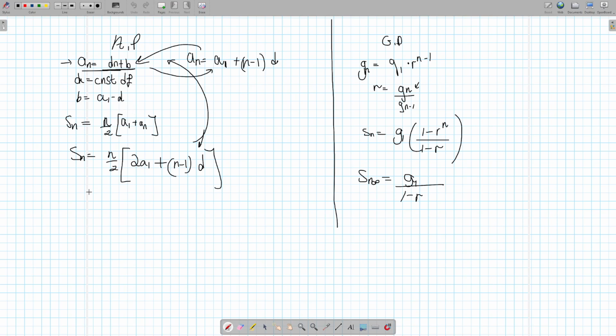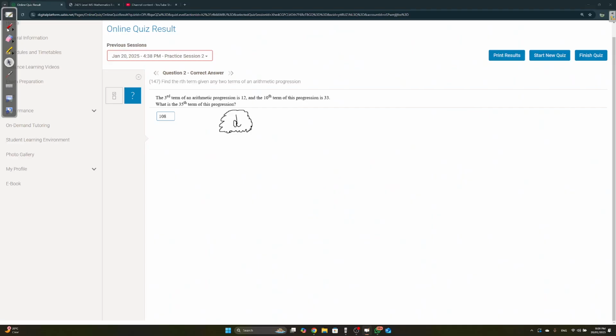So there's one formula I actually left out, and that's an minus am is equal to (n minus m) d. Okay, so I'm going to use this formula. So people are going to say, how do I know to use this? I think, whenever you have two terms that are far away from each other and you want to find the constant difference, you use this, because this formula shows any two terms in the progression, regardless of how far they are from each other. You can find the constant difference if you have those two terms. Anyway, so the third term is 12.